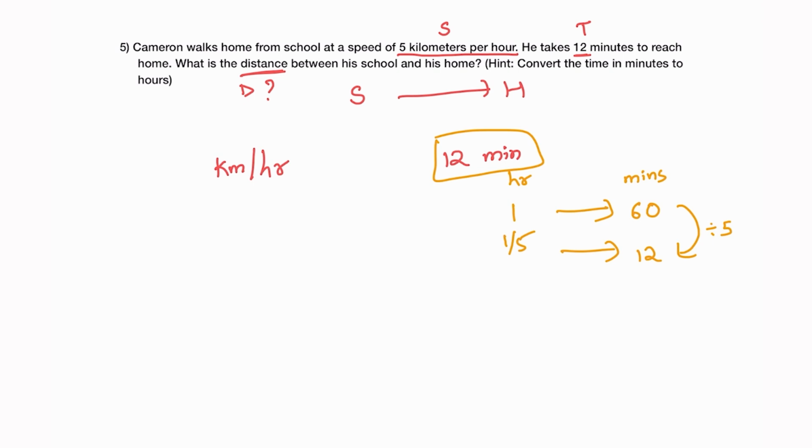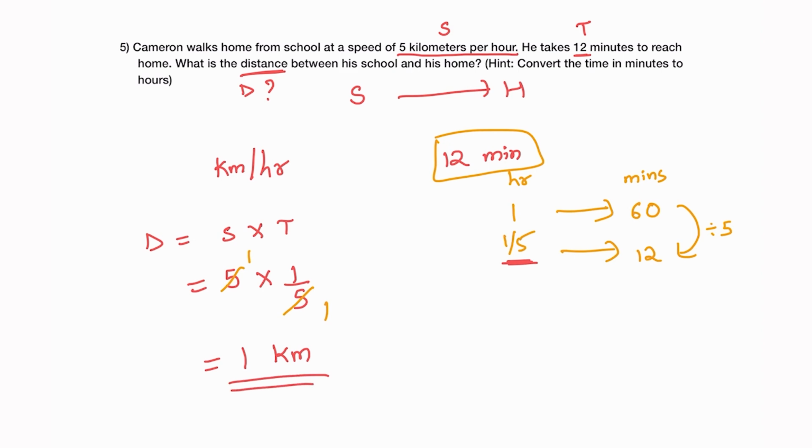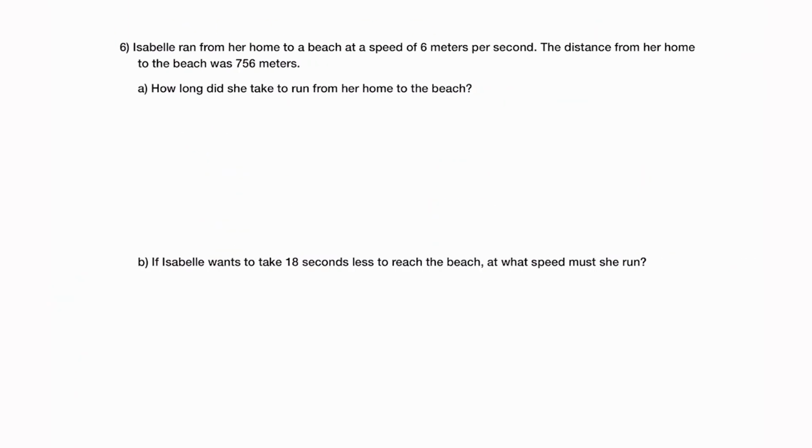So let's use that now. So we have distance equals speed times time, right? And the speed is 5 kilometers per hour and the time is 1/5 of an hour. We are using this, right? And this is very simple. 5 times 1/5, so what are we left with? It's just 1. So the distance is 1 kilometer. That's it.